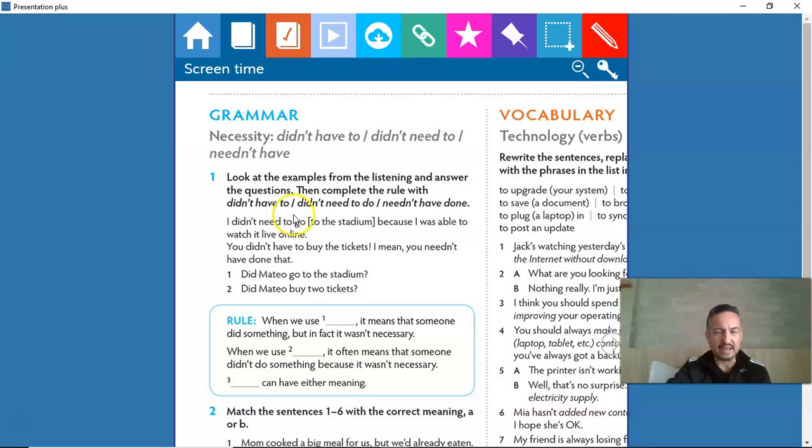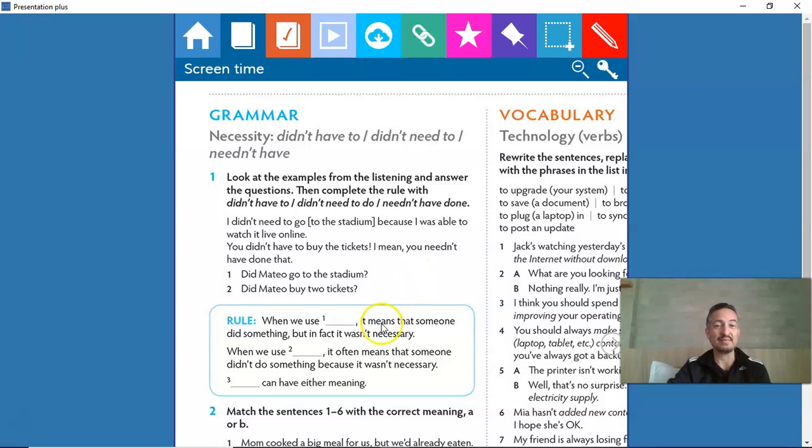In this number 1, I didn't need to go to the stadium because I was able to watch it live online. Number 1, did Matthew go to the stadium? Yes or no? No. So he didn't need to go. So it was not necessary. It was not a necessity for him.